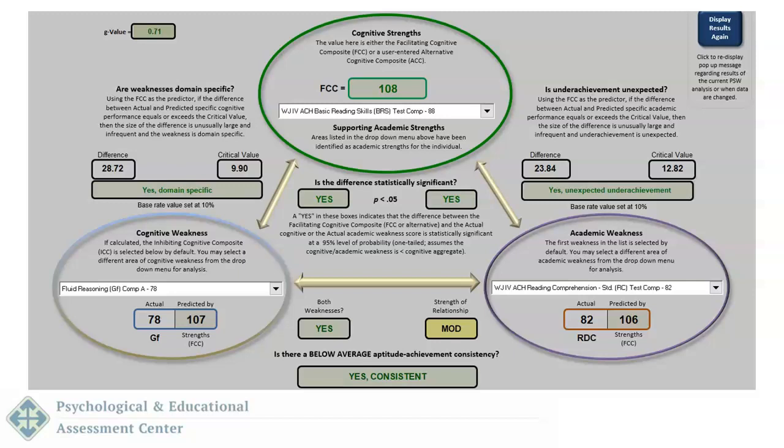Again, the authors emphasize that the results of the XBAS software do not automatically confirm or rule out the presence of a specific learning disability. The student's profile must be considered within the context of the entire case history of the individual. In addition, other data gathered through multiple methods need to be considered, as well as exclusionary criteria.